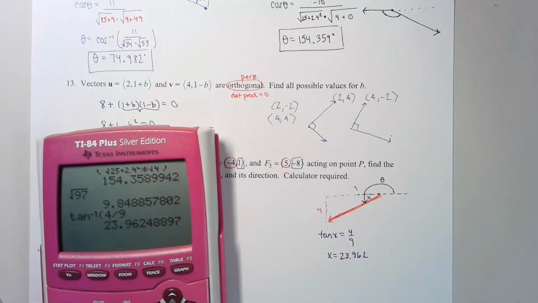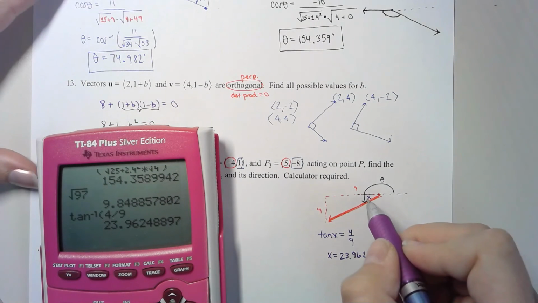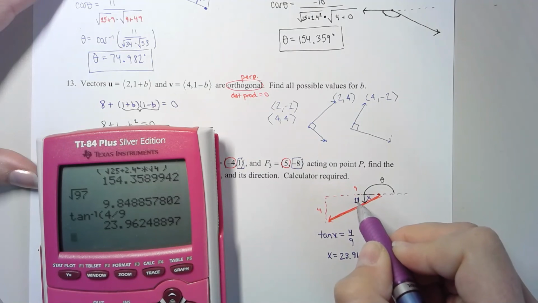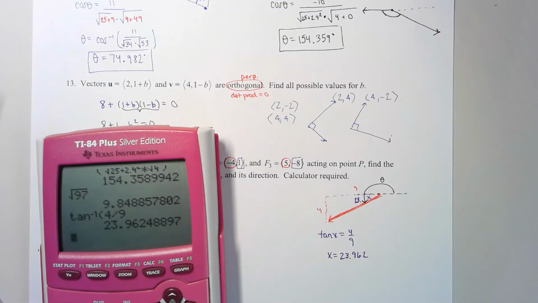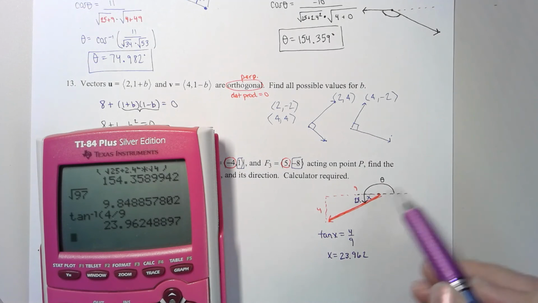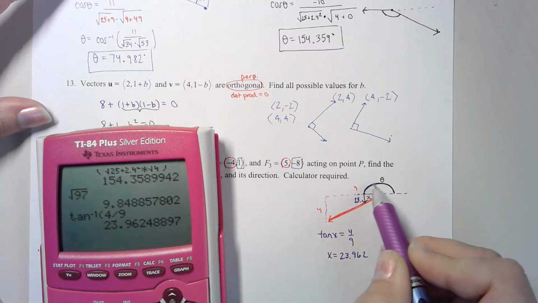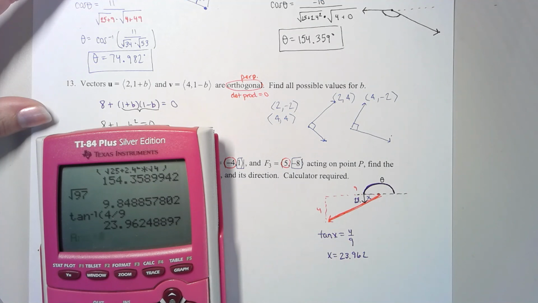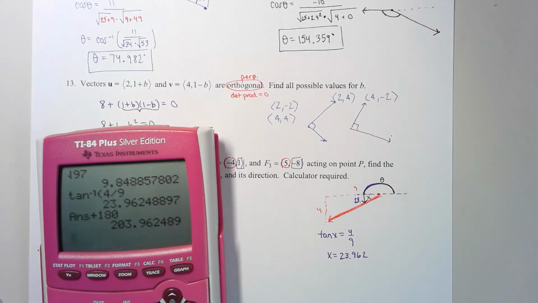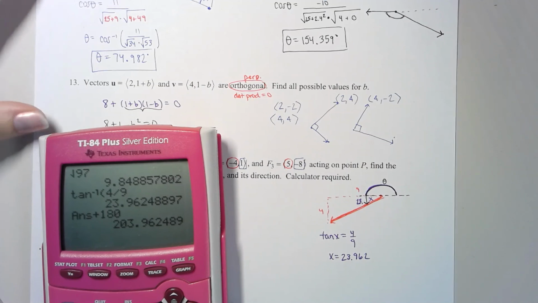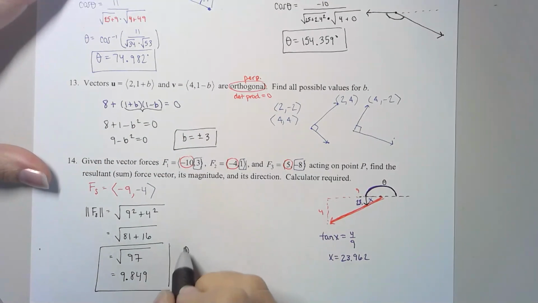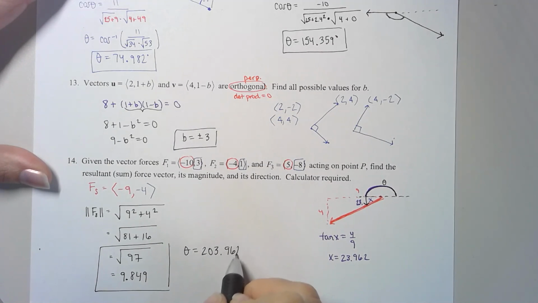Again, I did the inverse tangent of 4 over 9. So my itty bitty angle in here is that 23-degree angle. But if the direction is 23, that'd be way over here. We're going to add 180, right? Here's 180 degrees to get us the other side. And then we know we need to add that 23 more. So when I add 180, I get 203.962. So my direction is 203.962 degrees.